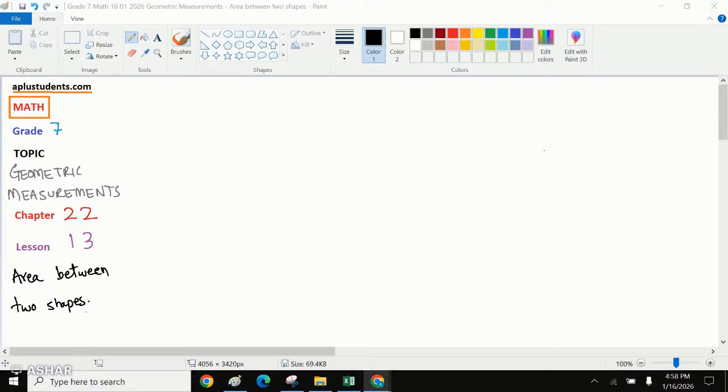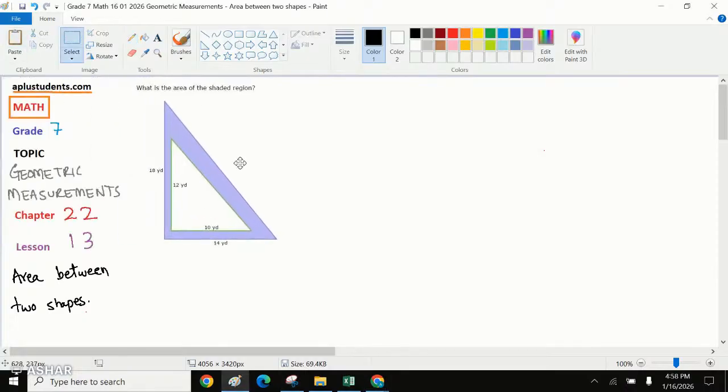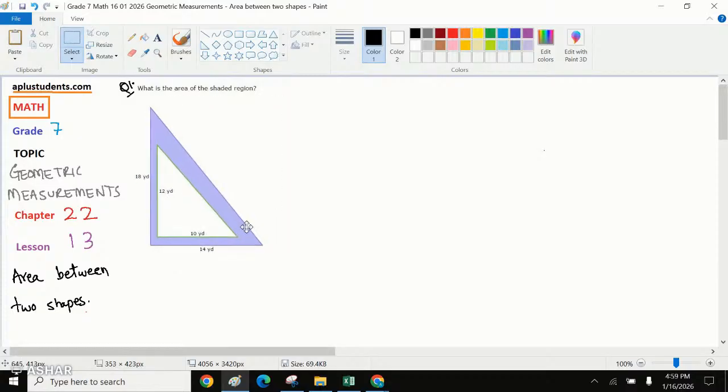Math, grade 7, topic geometric measurement, that is 22, lesson 13. And the first question we have is, the question says, what is the area of the shaded region? Okay, let me just copy it. And the question is on our screen. It is given as this question, and they're asking us, what is the area of the shaded region?